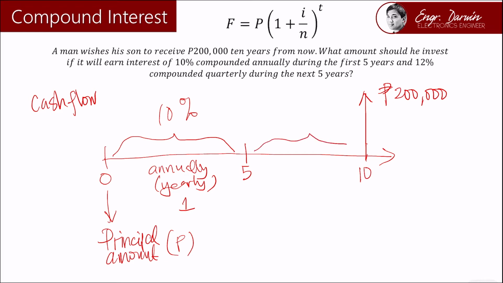For the next 5 years, or the last 5 years, this is compounded as well, but it has 12%, and this is on a quarterly basis, which we will use the factor of 4. Okay. So the principle about cash flow diagram is to imagine what is happening on the problem and use the necessary details para ma-plot mo yung kailangan mong malaman na information.